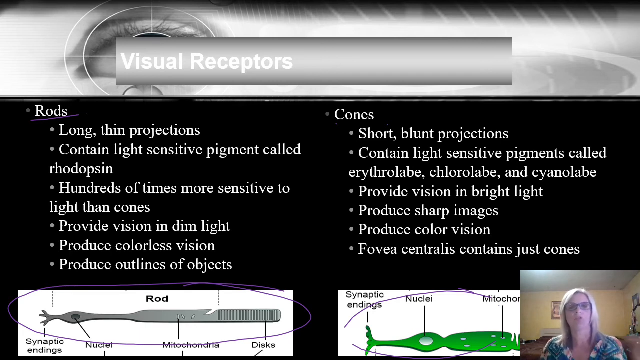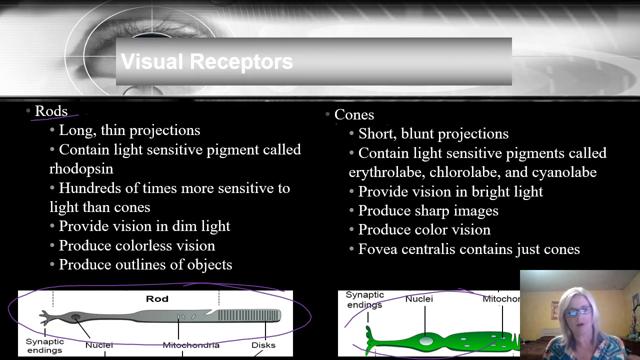Rods are hundreds of times more sensitive to light than cones are. Cones, though, provide vision in bright light. They give us sharp images and color vision. All right, and so that's why we have the different types of pigments, because these help us with our color vision. And the fovea centralis only contains cones.